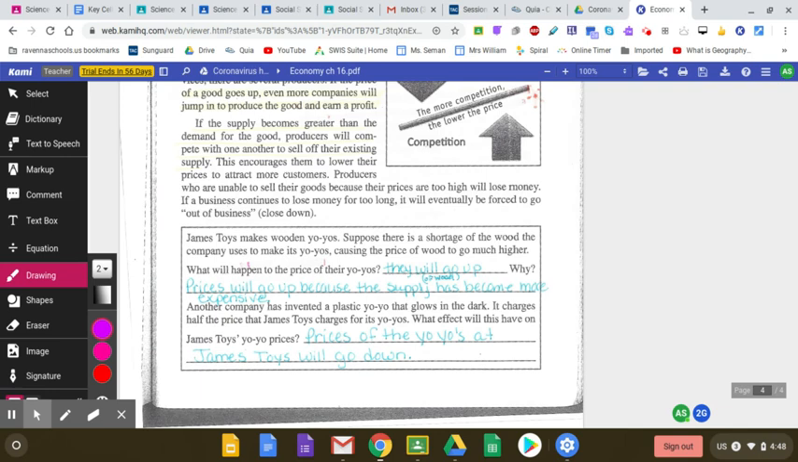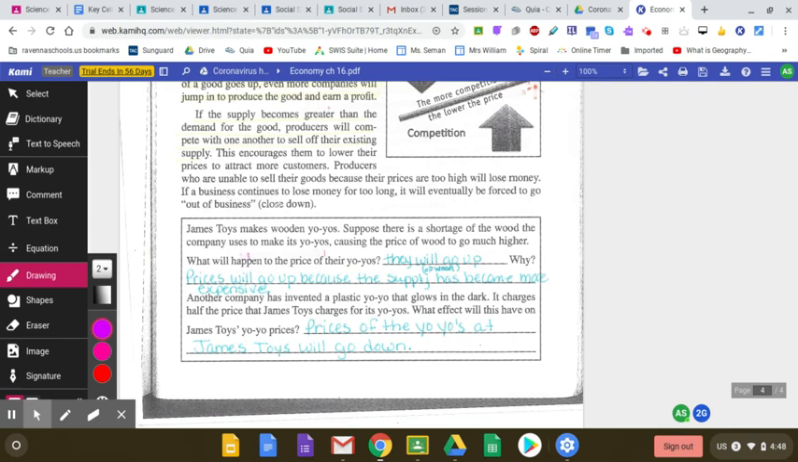Suppose there is a shortage of the wood a company uses to make its yo-yos, causing the price of wood to go much higher. What would happen to the prices of the yo-yos? Well, they would go up. Why? Prices will go up because the supply of wood has become more expensive. Another company has invented a plastic yo-yo that glows in the dark. It charges half the price that James Toys charges for its yo-yos. What effect will this have on James Toys yo-yo prices? Prices of the yo-yos at James Toys would go down.